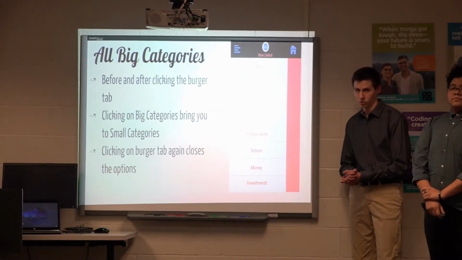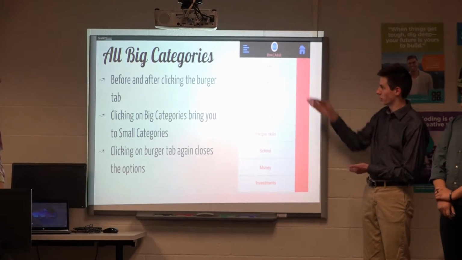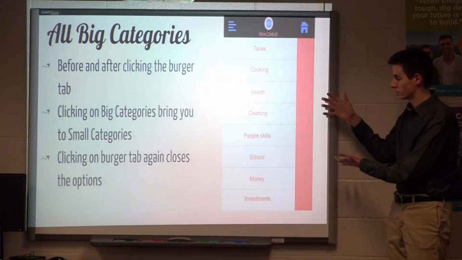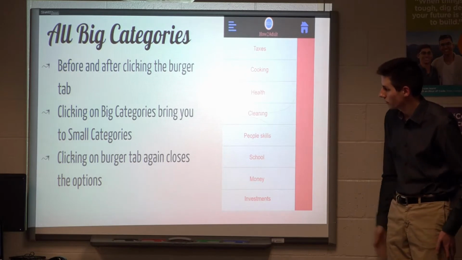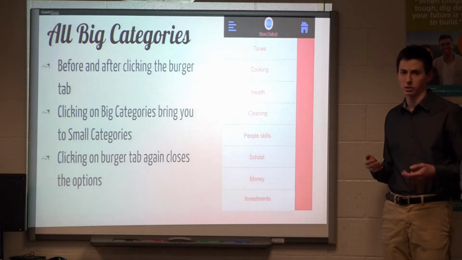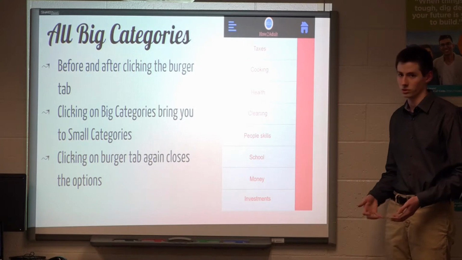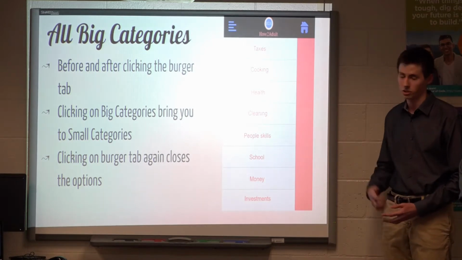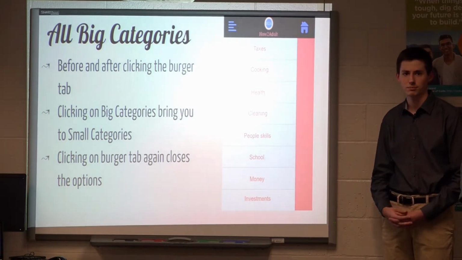So, big categories. After you click on the burger tab up there, it'll bring up all the broader categories for stuff you can learn how to do. After clicking on a big category, it'll bring you to one of the more specific categories where you can search a bit more specifically from there. And after you click on the burger tab again, it'll bring you back to the home screen.